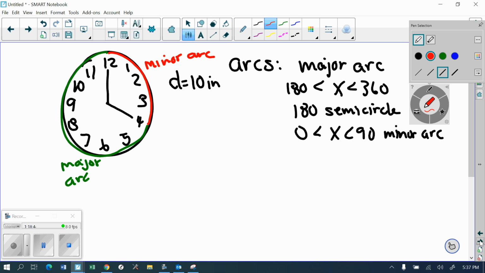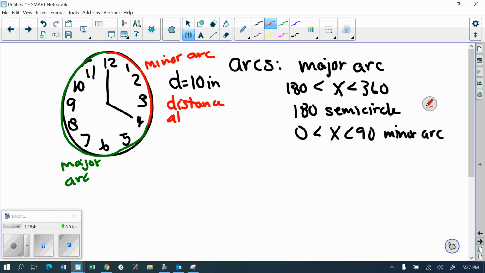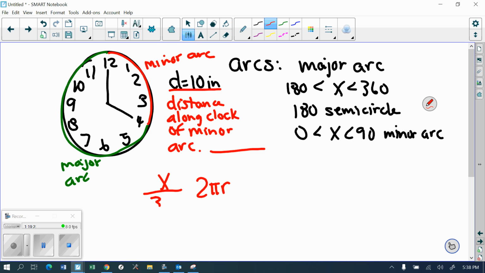And they ask you to find distance along the clock of the minor arc. Okay, that's what you're trying to find. And they told me the diameter was 10. So what am I finding? Am I finding the area of a sector, or am I finding a fraction of the circumference? Distance around the circle is circumference. So I write down the circumference formula, 2 pi r. I'm doing a fraction of it, x over 360.